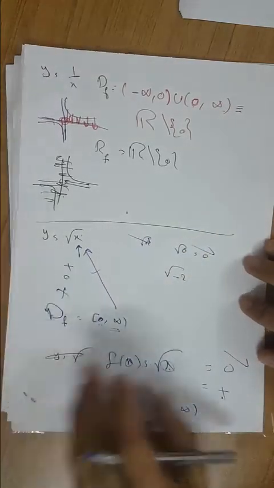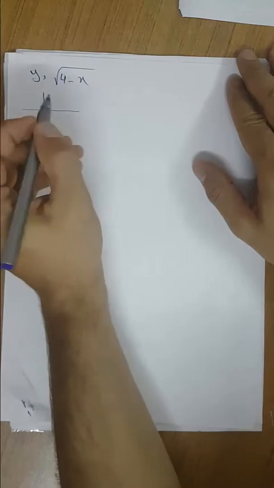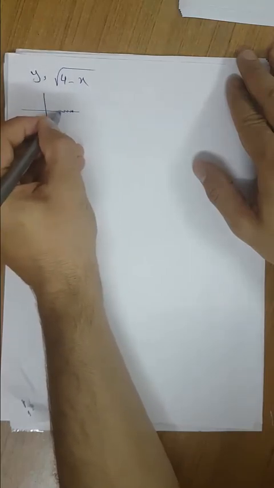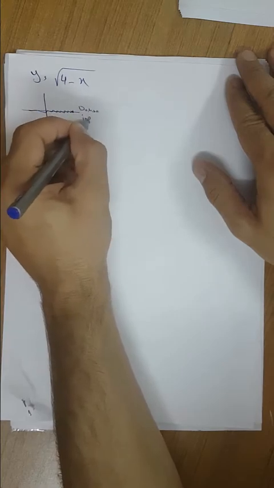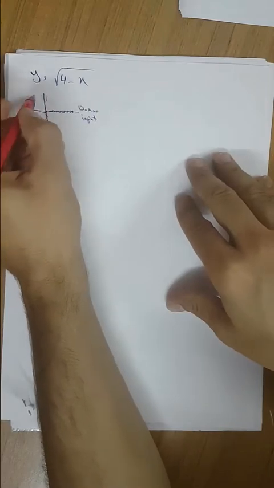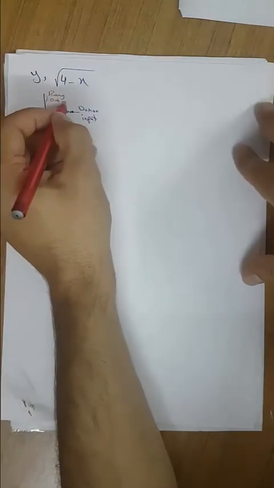So how about the next example? I'm going to another example. How about square root of 4 minus x? Without knowing any graph, without sketching any graph, just imagine the x-axis is my domain, equal to the input, and the y-axis is my range, which means the output, the result.